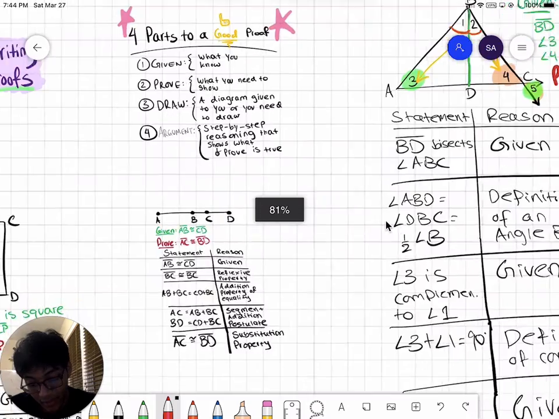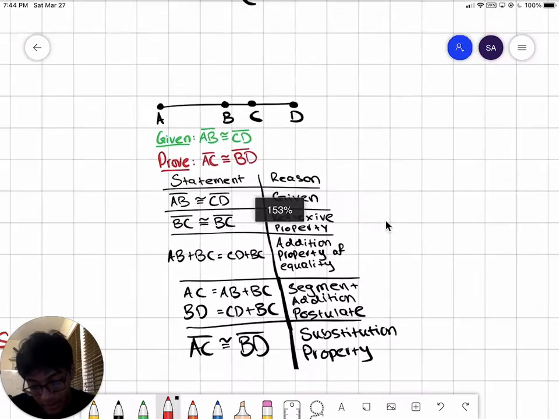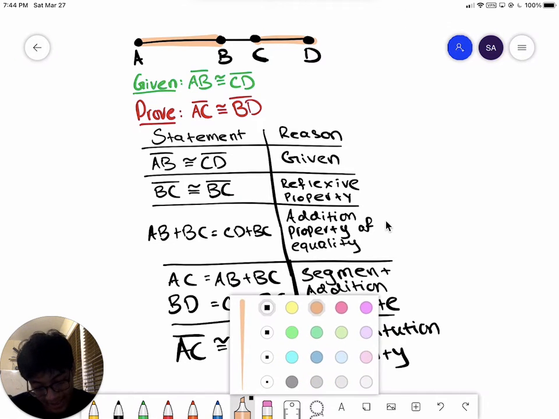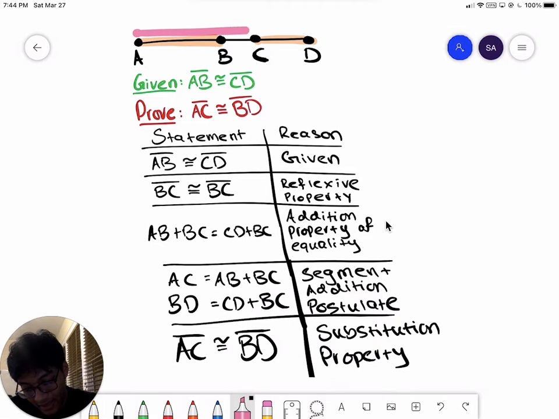Here's another proof we have stored up right here. So take a look at this. We have this line segment AD, and we're given that AB, which part is AB? This is AB, and we're told that that part is congruent to line segment CD. What we have to prove is that AC is congruent to BD, which is this part. Okay? So we have to prove that these two parts are equal. So AC is congruent to BD. Okay, so how are we going to do it? Let's check out the proof.